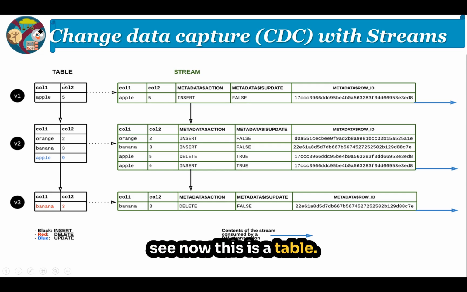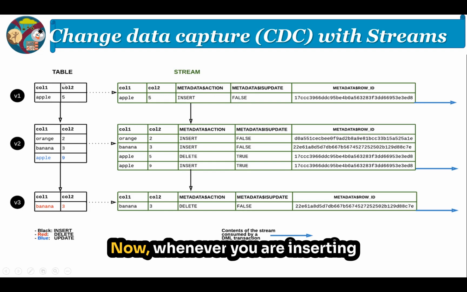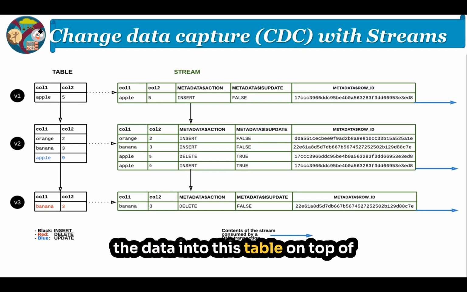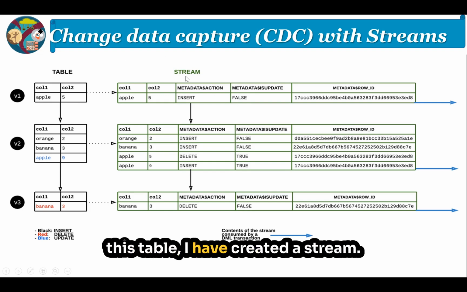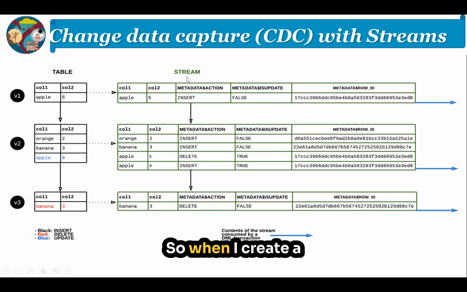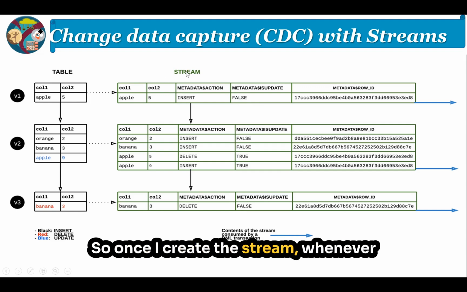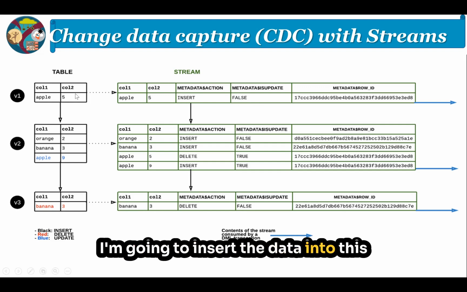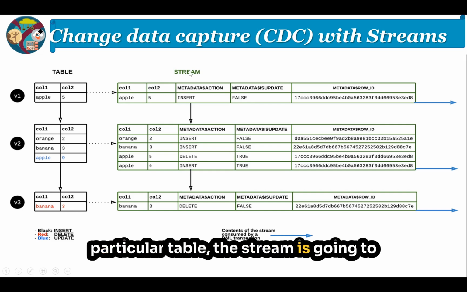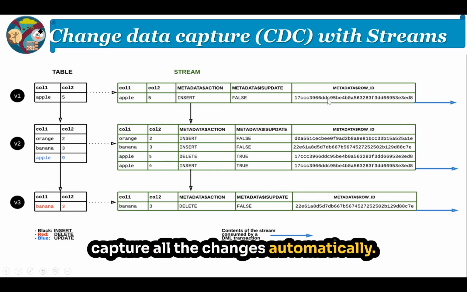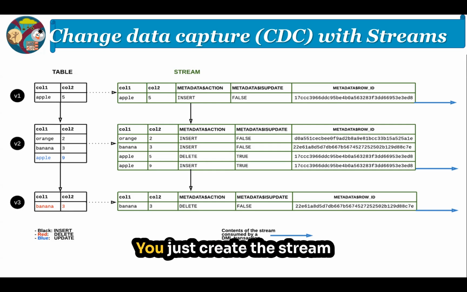See, now this is a table. We know how to create the table. Now whenever you are inserting data into this table, on top of this table I have created a stream. When I create a stream, I'm not going to give all these column names. I'll just create or replace stream name on top of this particular base table. Once I create the stream, whenever I insert data into this table, the stream is going to capture all the changes automatically. You don't need to do anything. You just create the stream on this table.